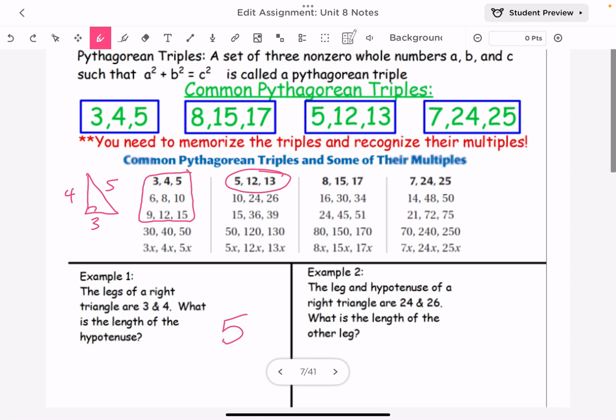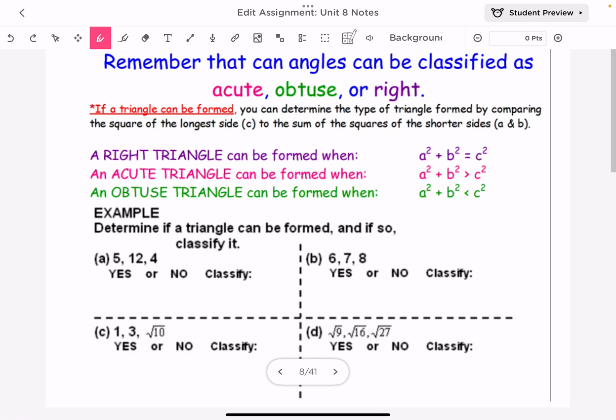Number 2, it says the leg and hypotenuse of a right triangle are 24 and 26. What is the length of the other leg? So if you look at this chart here, you can see that one that has 24 and 26. That means the other leg would be 10. So you can see that from that chart. So again, not that big of a deal if you know these, but you will hear me talk about triples.